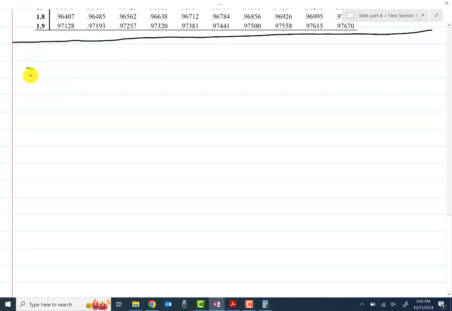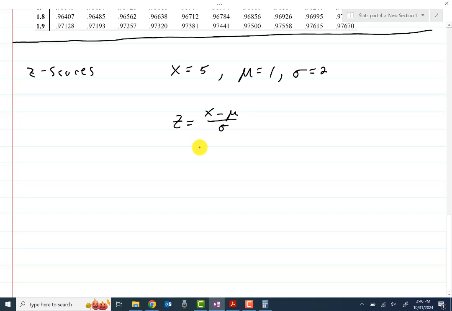And then z-scores, just a calculation of the z-scores. For example, if I give you x equals 5, mu equals 1, and sigma equals 2, then the z-score is simply x minus mu over sigma. The x is 5 minus 1 over 2, and that will equal 2. So I'll just give you something as simple as this. So I imagine probably just 1, 2 at the most.